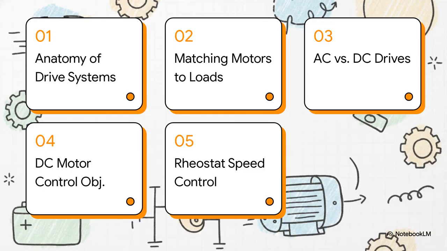Here is our roadmap for today. 1. Anatomy of drive systems. 2. Matching motors to loads. 3. AC versus DC drives. 4. DC motor control objectives. And 5. Controlling speed with resistance. It's a beautifully logical journey, so let's just jump right in.